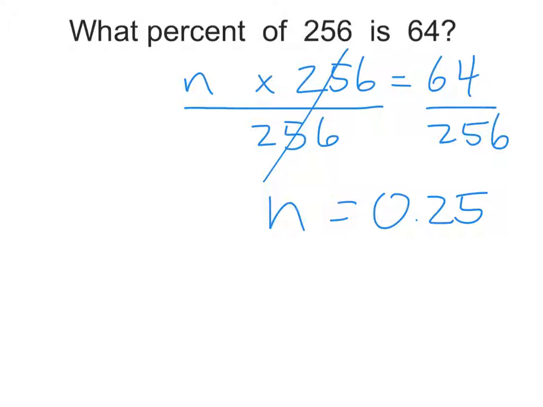Now we have n by itself, but n was supposed to be a percent, so the last step is to convert the decimal to a percent. You have to move the decimal twice to the right, so n will be 25%.